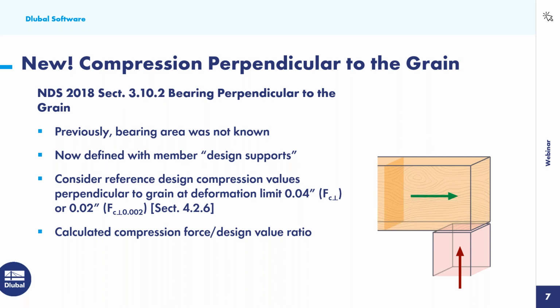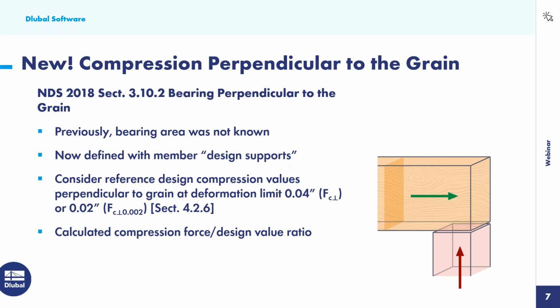Well, previously in RFEM 5, we did not do this check. And the reason is simple, is that the bearing area was not known. If you remember back to the wireframe view, all that we know are these simple line elements framing in together within the FEA analysis. But now within RFEM 6, we have the ability to do this check because we have the new feature under the design supports.